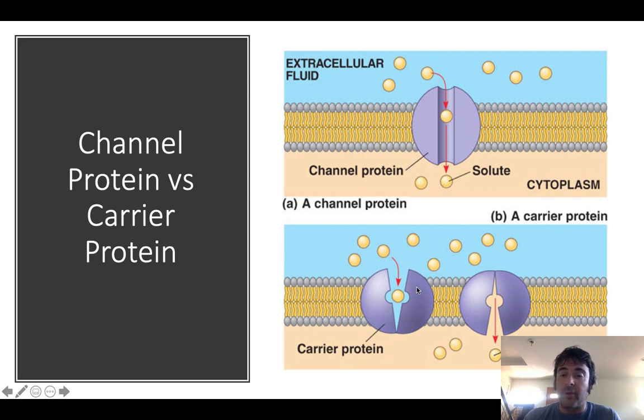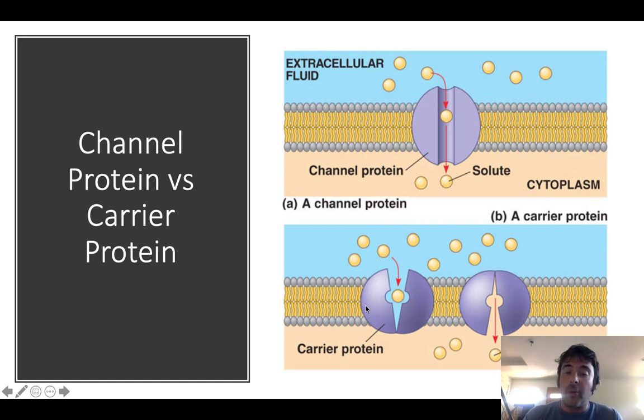Another type of protein is a carrier protein. Now, carrier proteins don't exist in an open or a closed state. The carrier proteins need to bind to their solute, aka their substrate. And when they bind to their substrate, that causes a change in the shape of the protein that ultimately moves that substrate, or that solute, across the membrane. In this case, we'll say the plasma membrane.